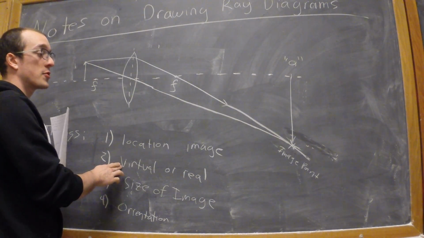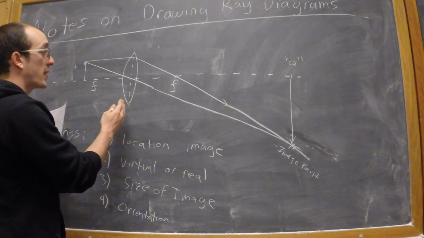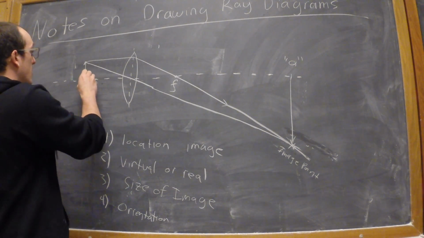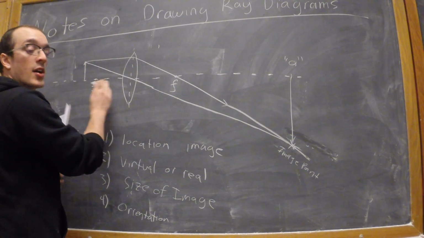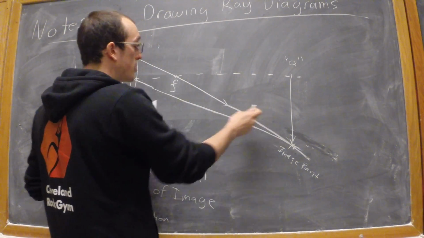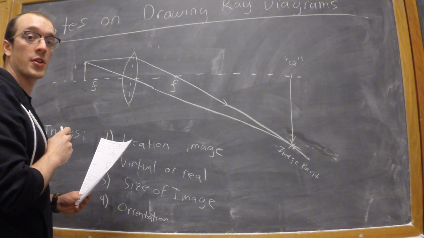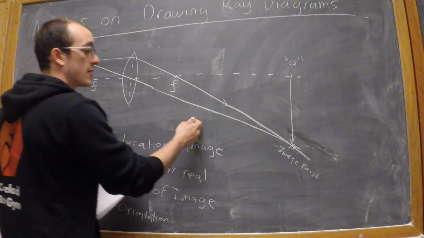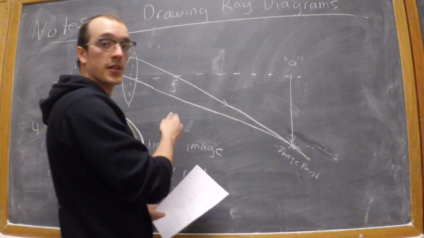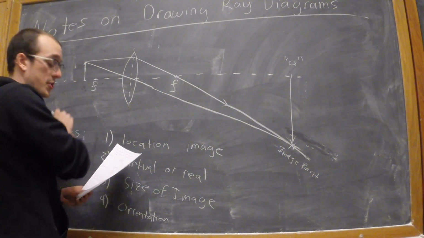Next, whether it's virtual or real depends on where it lies with respect to the lens. So if it is on the opposite side of the original object, then we call it a real image. And if it ends up on this side of the lens, we call it a virtual image. So in this case, we have our image point at A, and it's a real image because it's on the opposite side to our original object.